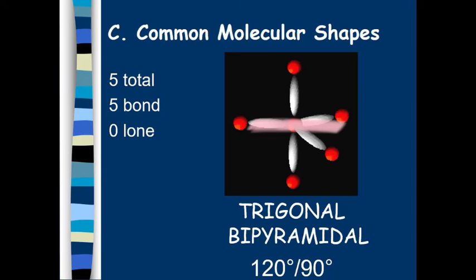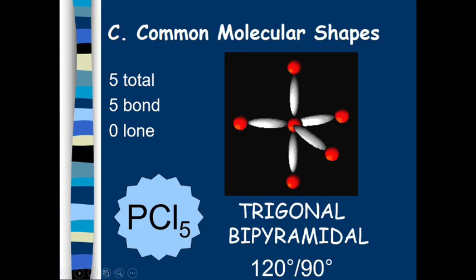We have 2 bond angles. All of the angles that are right around the equator position that I have highlighted in pink are going to be 120 degrees, but all of the angles that are in the axial position up and down would be 90 degrees. So we do have 2 bond angles associated with each of those. And the example that we're looking at here is PCl5. Again, you draw out your Lewis structure for PCl5.